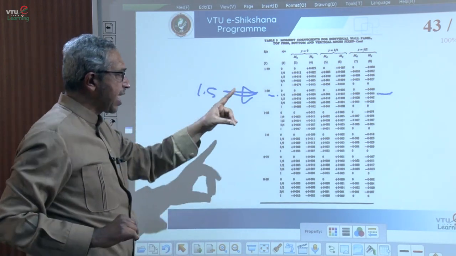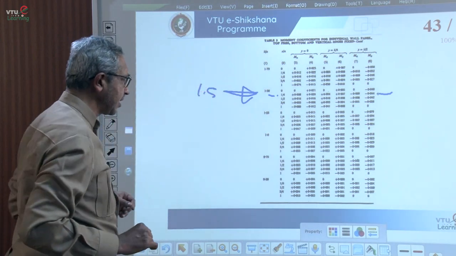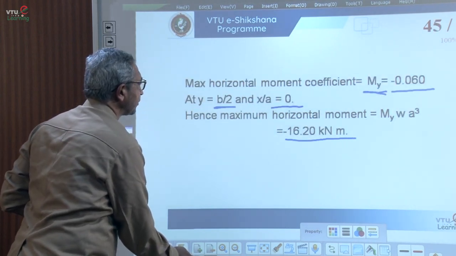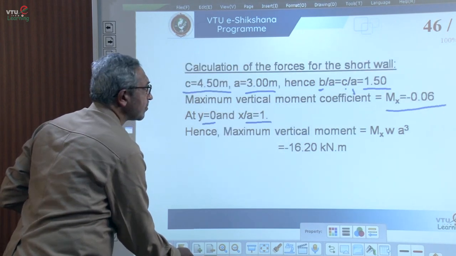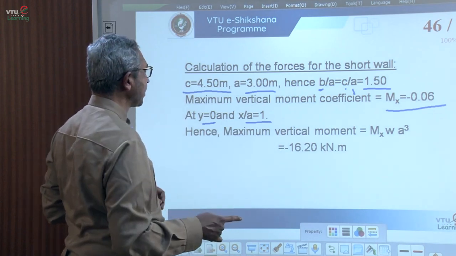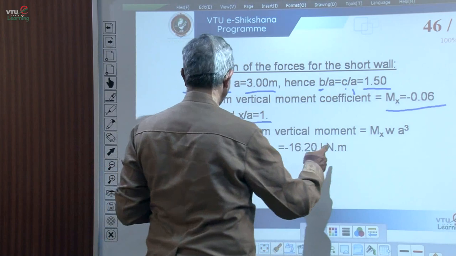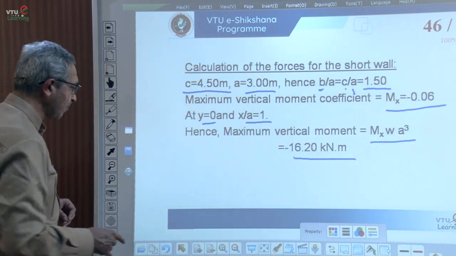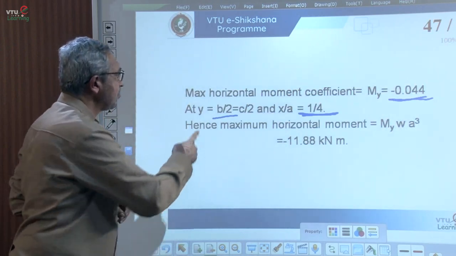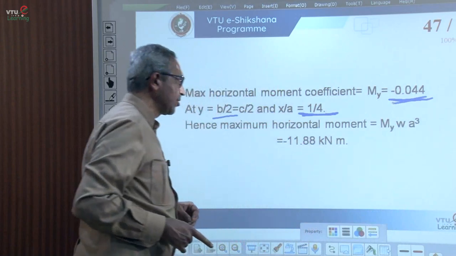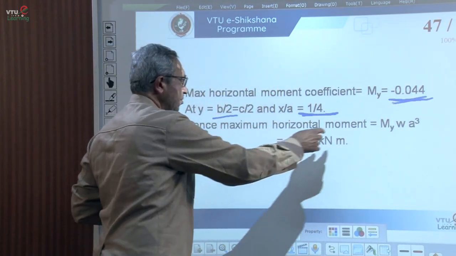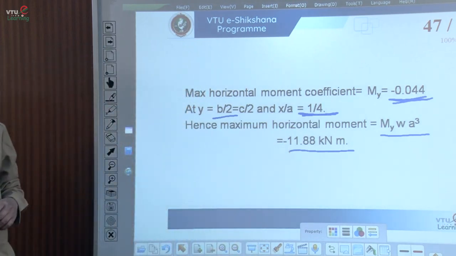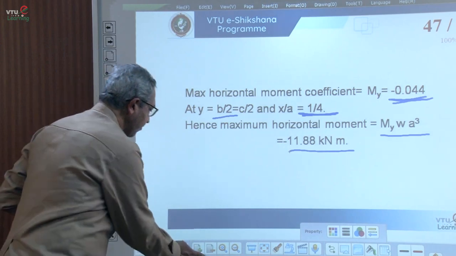You need to refer to this coefficient from the code, as I told in the earlier session also. We need to cross verify all these values before you do the checks. Finally, after calculation, we are getting the maximum vertical moment, Mx by Wa cube, as around 16.2 kilonewton meter. That is the maximum vertical moment. Similarly, for the maximum horizontal moment, the value is minus 0.044, and after substituting this coefficient in the equation M by Wa cube, we get the maximum horizontal moment as 11.88 kilonewton meter.